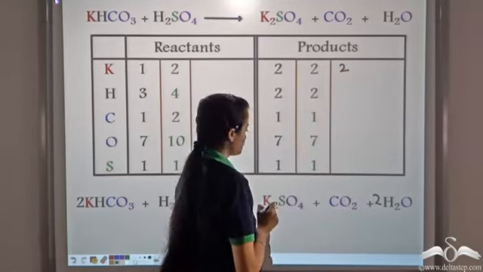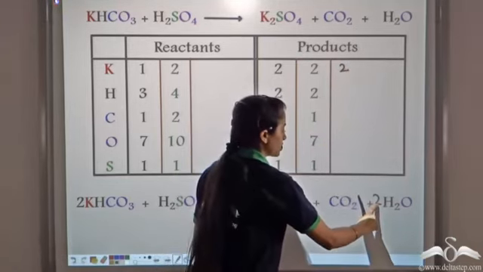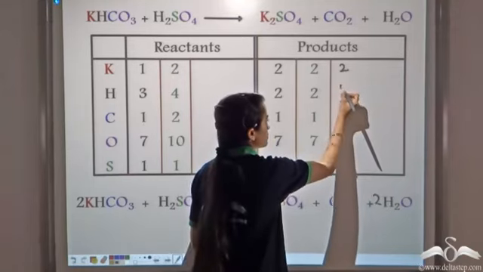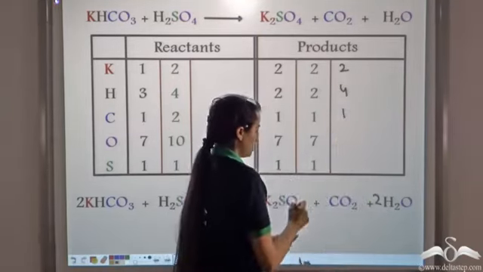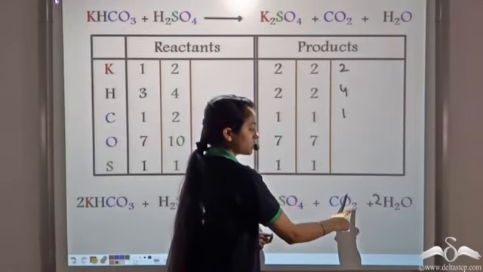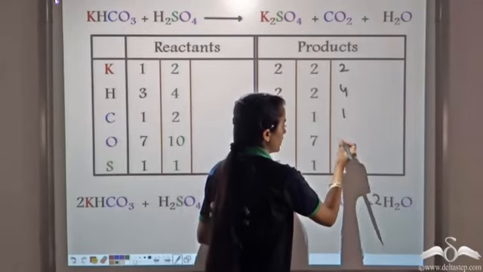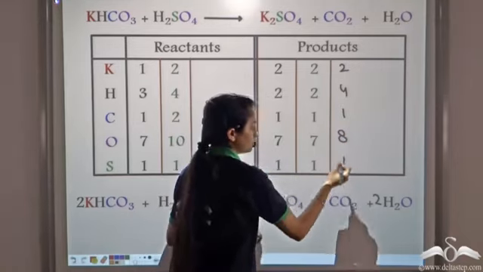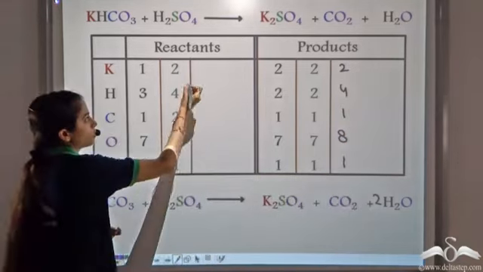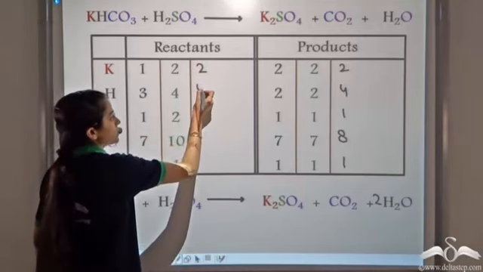Potassium remains the same. Then we have hydrogen. This becomes 2 to the 4. Carbon remains 1. Oxygen becomes 4 plus 2, 6 plus 2, 8. And sulfur remains 1. We have made no change on the reactant side, so this remains the same.